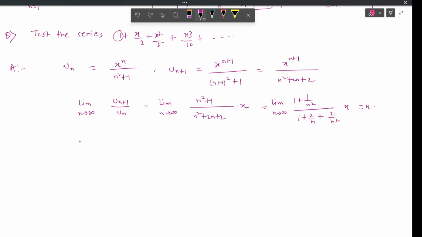So let us say when x equals 1, u of n will be 1 by n square plus 1. And we know that 1 by n square plus 1 is less than 1 by n square. So this is our Vn. Vn we can take as 1 by n square. So definitely this is u of n, this is v of n, so u of n is less than v of n.